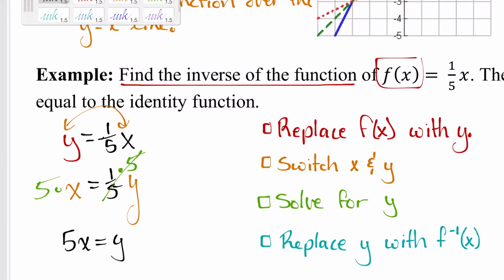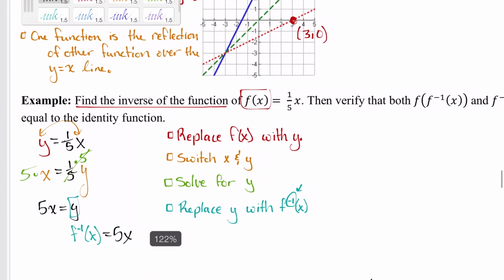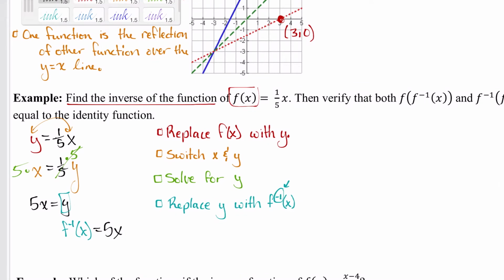Now that my y value is alone, I'm going to replace my y with f to the negative first of x. This is not technically an exponent. It's a notation saying that this is the inverse function. So that negative 1 is saying inverse. And then we're done.